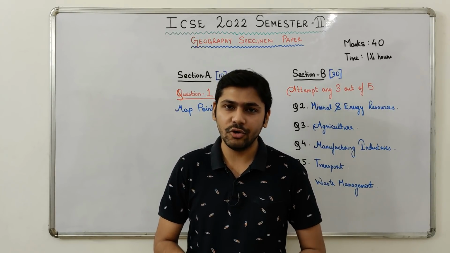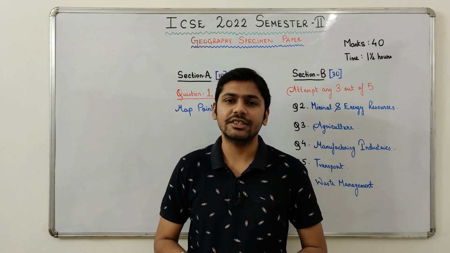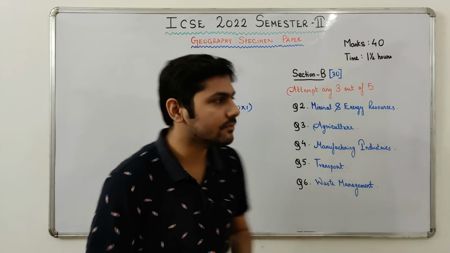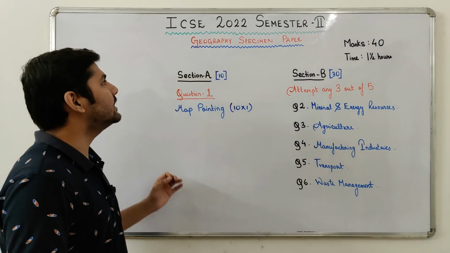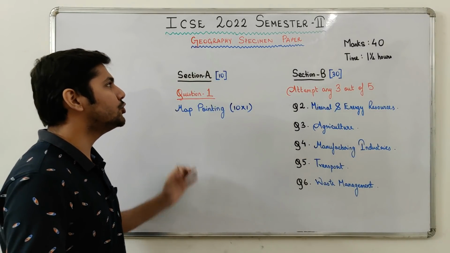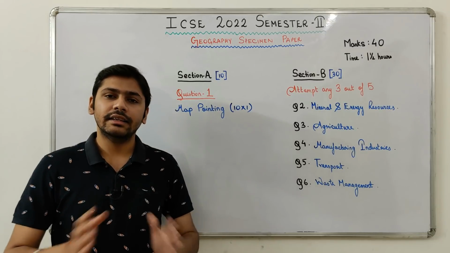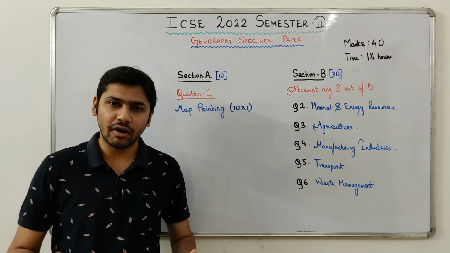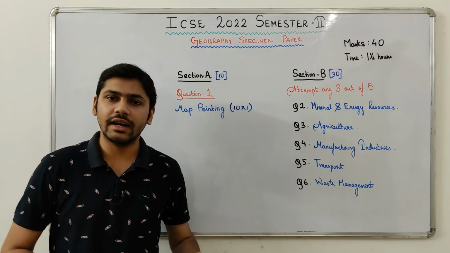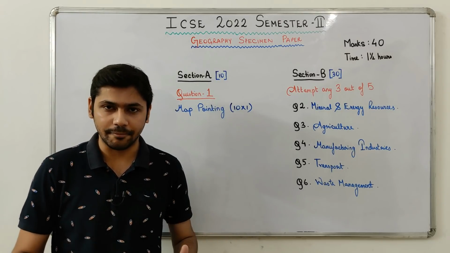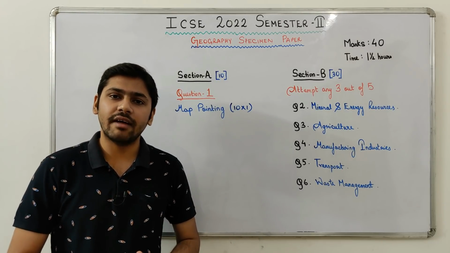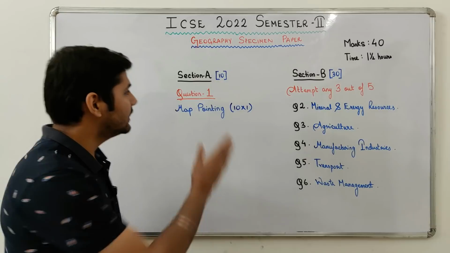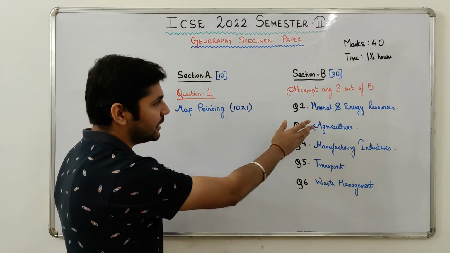Now, without any further ado, let's begin with the examination pattern. We have the ICSE 2022 Semester 2 Geography. Guys, the question paper will be of 40 marks and you will get 1.5 hours to solve the entire thing. The question paper is divided in two sections, Section A and Section B.